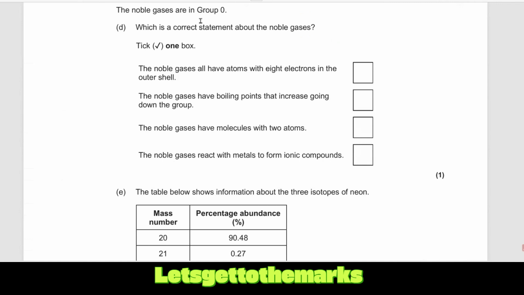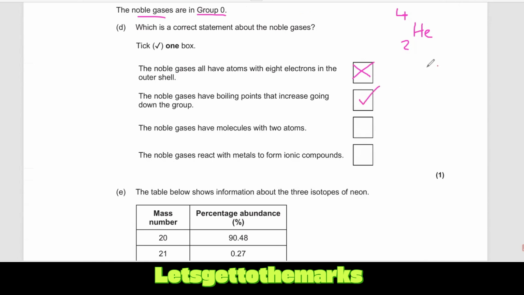Noble gases are in group zero, which is a correct statement about the noble gases. Tick one box. The noble gases all have atoms with 8 electrons in their outer shell. This is not true. If you look at helium, helium has mass number 4, atomic number 2. So it's only got 2 electrons in its outer shell. It's a true statement to say that noble gases have full outer shells because the inner shell only needs 2, but we can't say they have 8 in their outer shell, even though in some periodic tables they call it group 8.